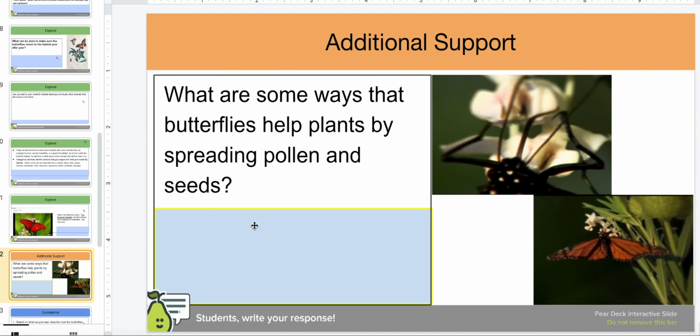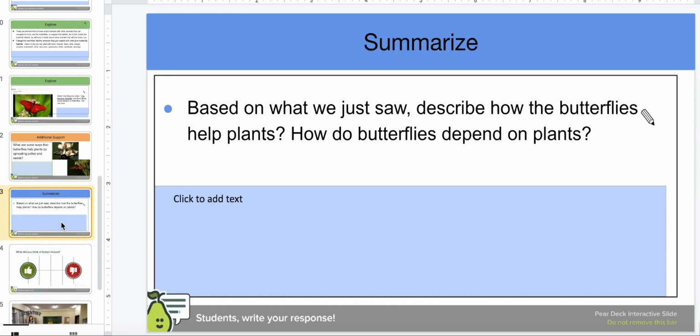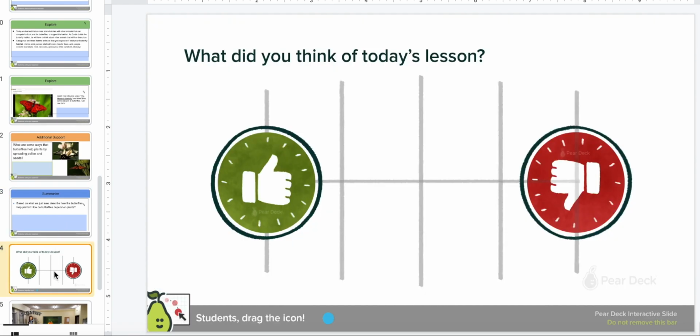So again, science explorers, think about what are some ways that the butterflies help plants by spreading pollen and seeds. So think, and write your response. Now, let's summarize. Based on what we just saw, describe how the butterflies help plants. And how do butterflies depend on plants? So science explorers, think, write your response. And finally, what do you think of today's lesson?